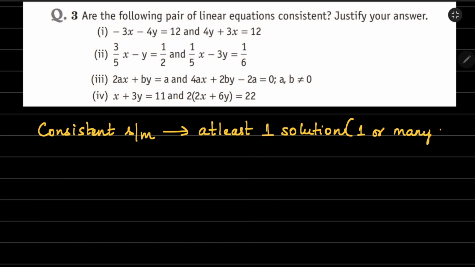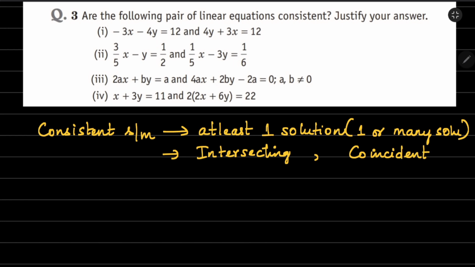So what is the condition for one solution? It is a unique solution, right? Unique solution means the lines are intersecting, and many solutions means the lines are coincident. When you have intersecting lines, the system has a unique solution, or exactly one solution. When the lines are coincident, overlapping each other, they have infinitely many solutions.